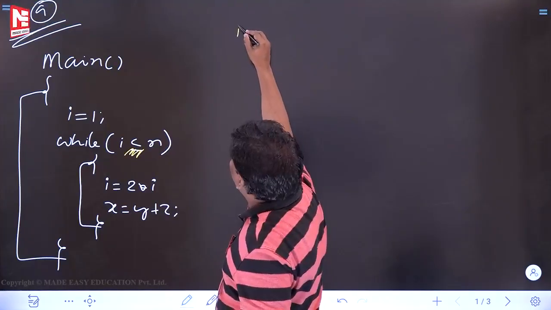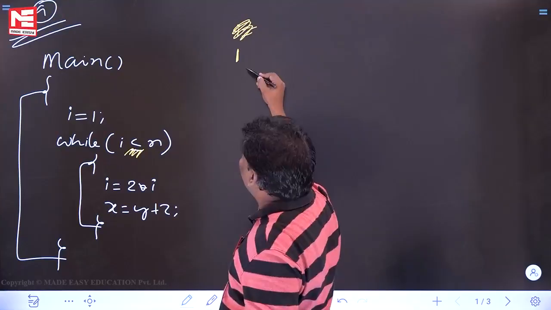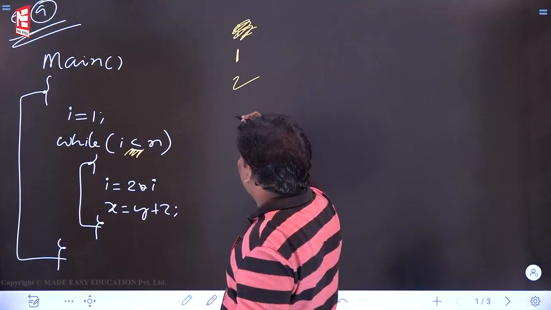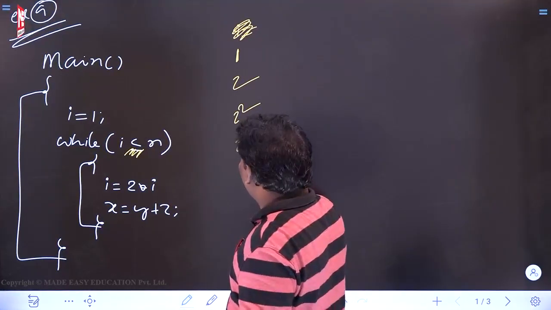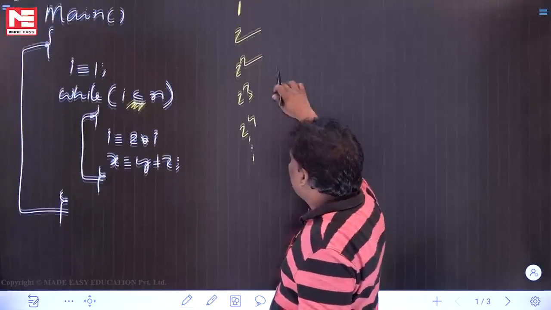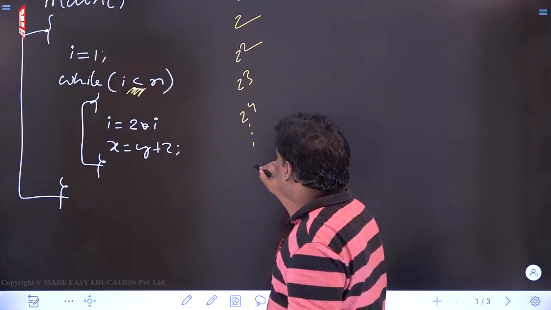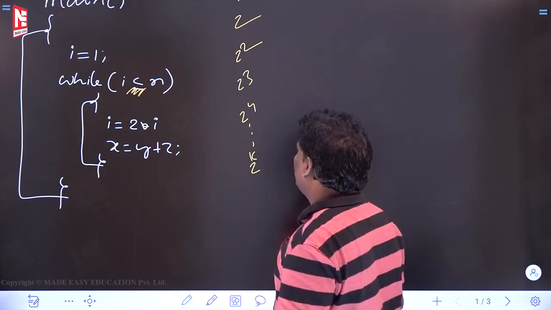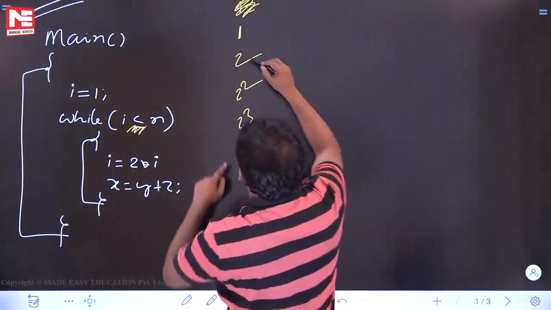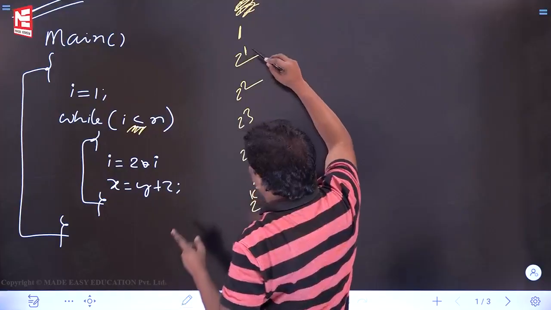i is initially 1. I am writing now. i is initially 1. If you multiply by 2, it is 2. Next, if you multiply by 2, 2 square. If you multiply by 2, 2 cube. If you multiply by 2, 2 power 4, and so on. If you multiply by 2 four times, 2 power 4. If you do it k times, 2 power k. 2 times is 2 square, 1 time is 2 power 1. This is the initial one. 1 time 2 power 1, 2 times 2 square, and so on.